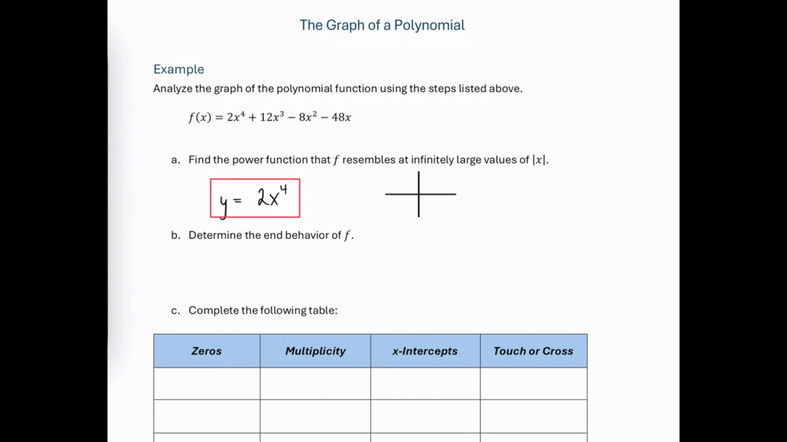2x to the fourth power is a very steep and somewhat boxy around the origin graph that's opening up, and the end behavior for our graph f is going to have opening up to the right and up to the left tails resembling the end behavior of this power function.